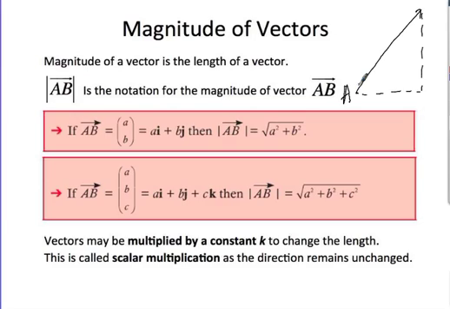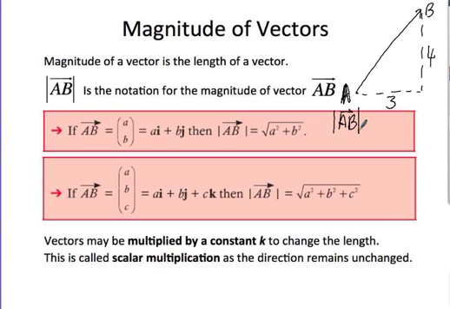This is vector AB. It was represented by movement of 3 units in the x direction, 4 units in the y direction. And if magnitude is just the length, this goes back to basically triangle trig, and we can figure out what the magnitude or the length of AB is. So AB, again, the notation for magnitude is the absolute value bars.